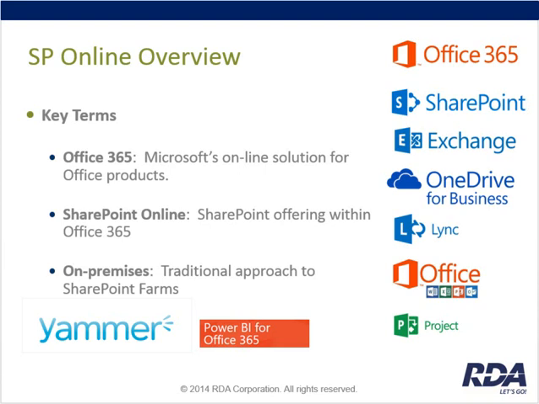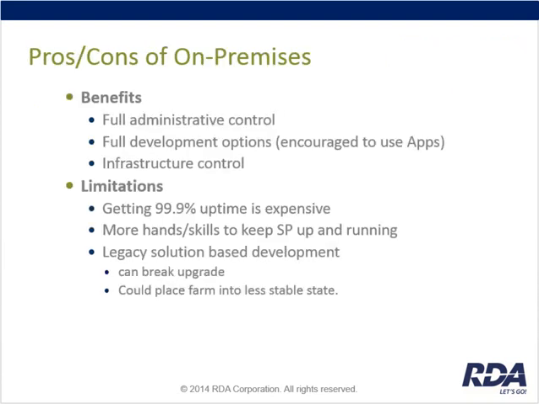So SharePoint Online is just a SharePoint offering within Office 365, and then we're going to use the term on-premises, which is a traditional approach to SharePoint farms. I'll also use the term on-cloud, which is kind of using the on-prem approach where you're actually managing the farm, but you're doing it on top of infrastructure as a service as opposed to SharePoint as a service. So it's a more familiar approach to managing SharePoint. It's just that the hardware or the virtual hardware that you're running off of is actually in the cloud.